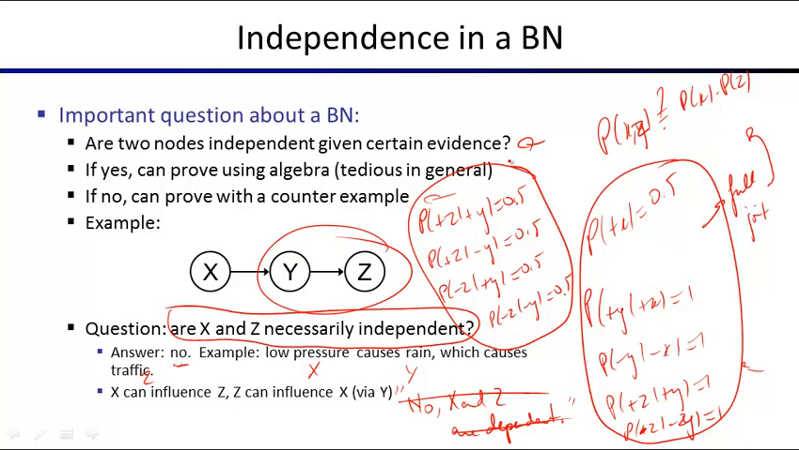So what we're seeing here is that we just look at the graph and try to claim things about all distributions compatible with that graph. Trying to claim independence we can sometimes do, and we will.